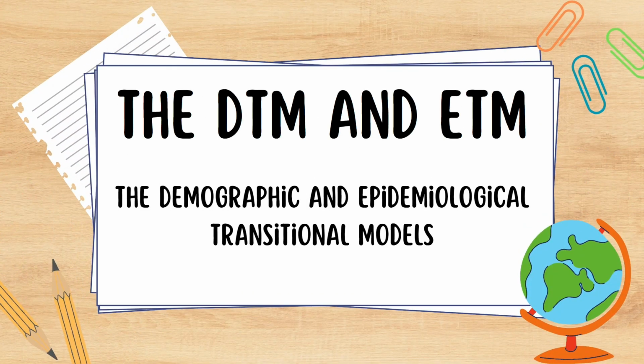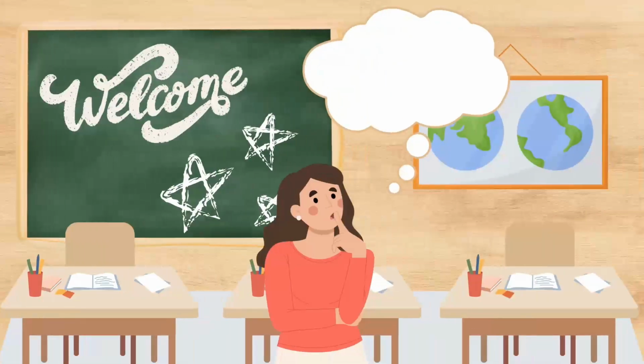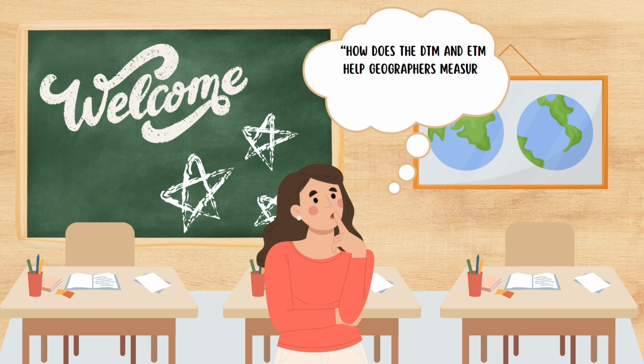So in order to help you guys out, today we are going to cover the demographic transition model and the epidemiological transition model. And in doing so, answering the question: how does the DTM and ETM help geographers measure the level of development for a country? If you want to do good, you better stick around.